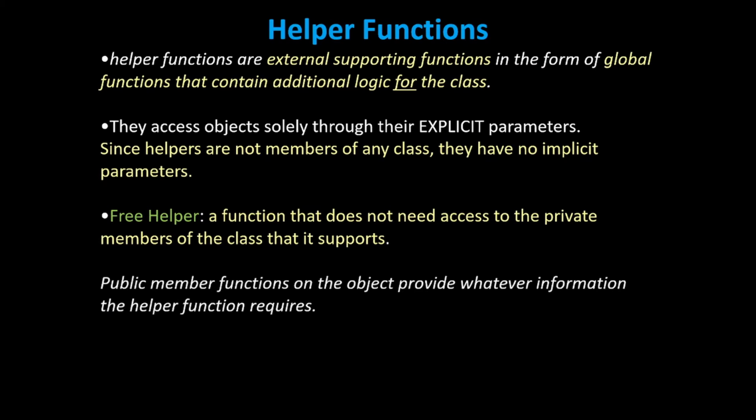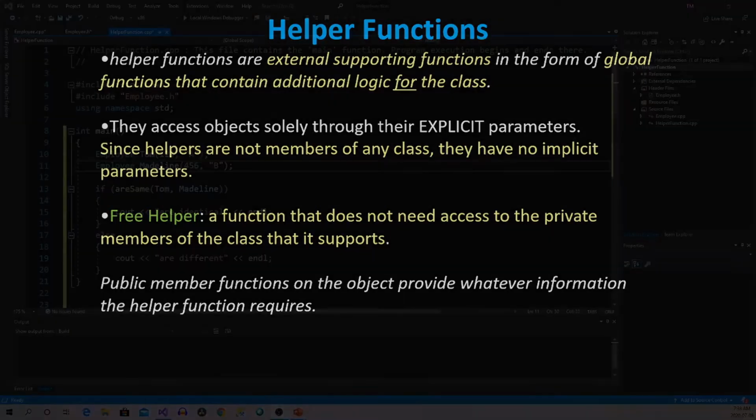And finally, public member functions on the object provide whatever information the helper function requires. Okay, so what that means is the public member functions that we always have in our .h file and then implement in our CPP file, they provide the information that our helper functions require. So let's go over to Visual Studio and look at some helper function examples.